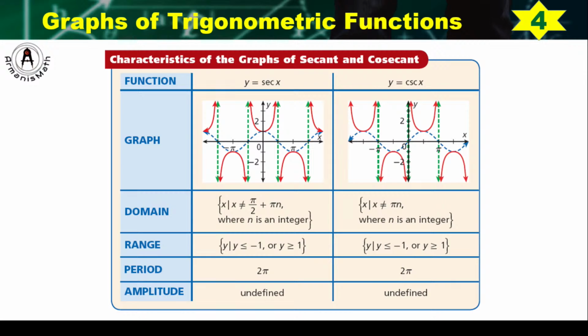1 over cosine is, yep, 1 over cosine. So basically, whenever there is a 0 for the cosine at the bottom, whatever the value that makes cosine 0, that means these values I can't really have, right? I can't have that because at these values it's undefined. But guess what? At these values, I'm going to have a vertical asymptote.